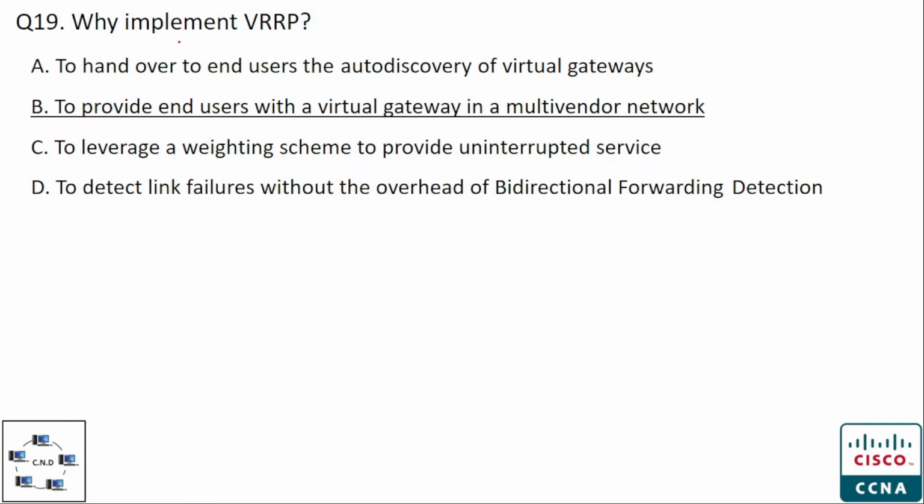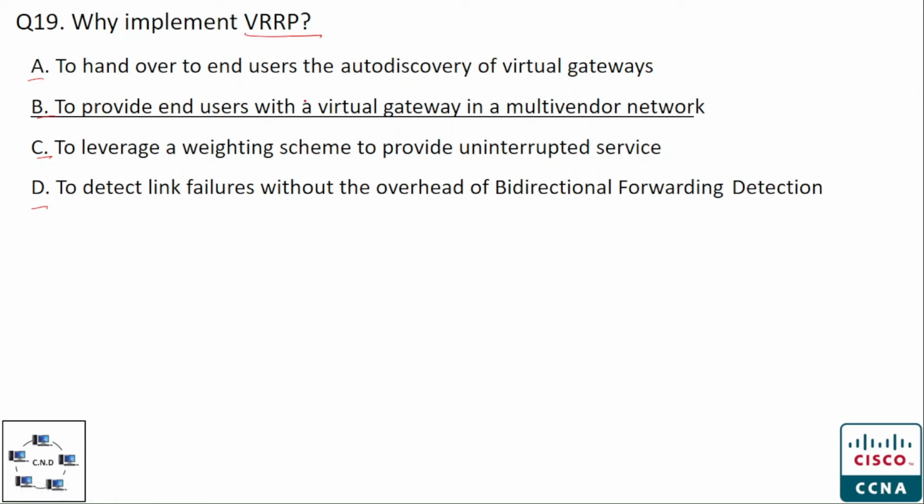Question number 19, why implement VRRP? What is the purpose of implementing VRRP? And the options are option A, to hand over to end users the auto discovery of virtual gateways. Option B, to provide end users with a virtual gateway in a multi-vendor network. Option C, to leverage a weighing scheme to provide uninterrupted service. And option D, to detect link failures without the overhead of bi-directional forwarding detection.